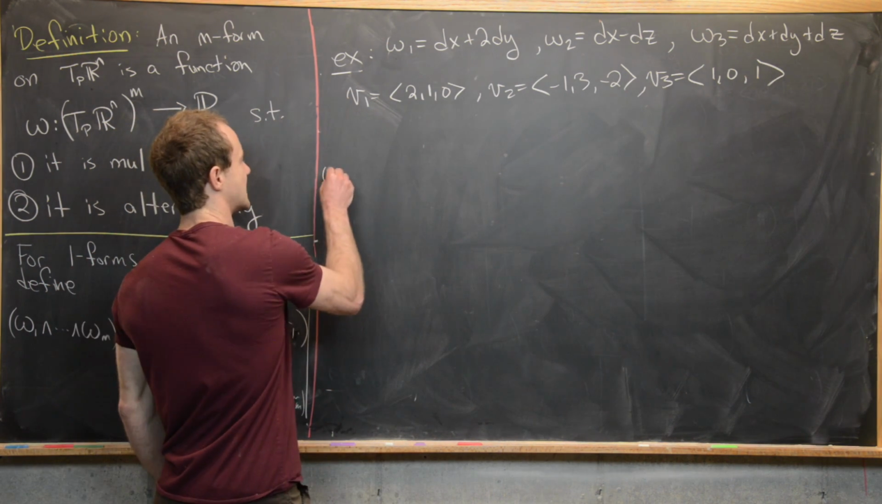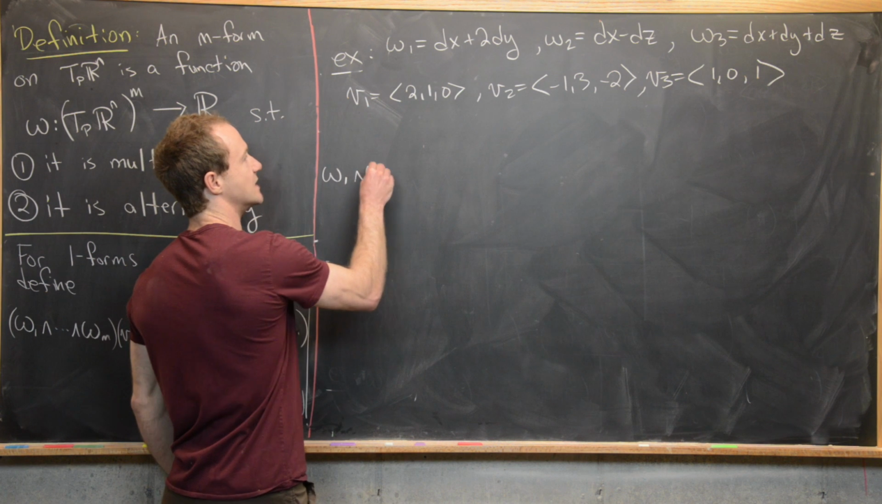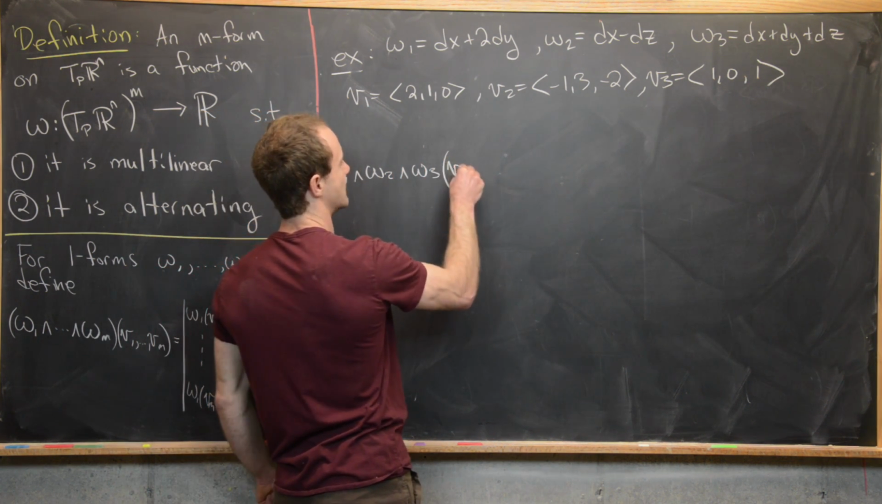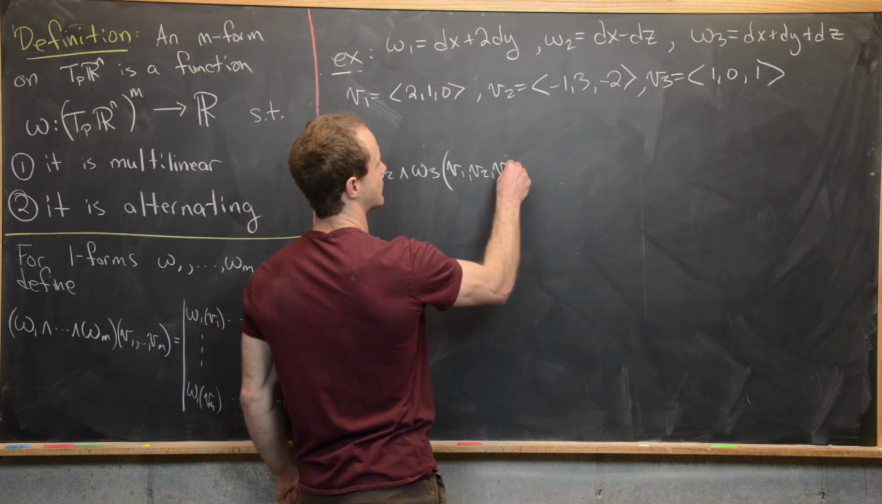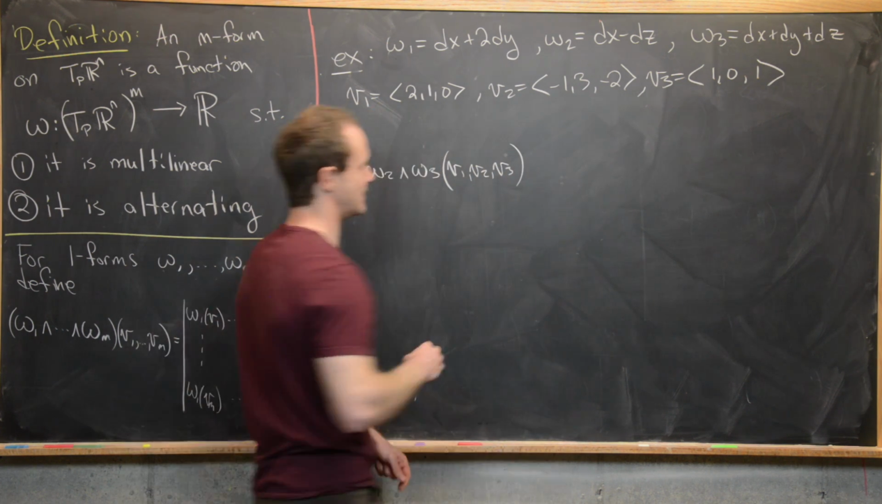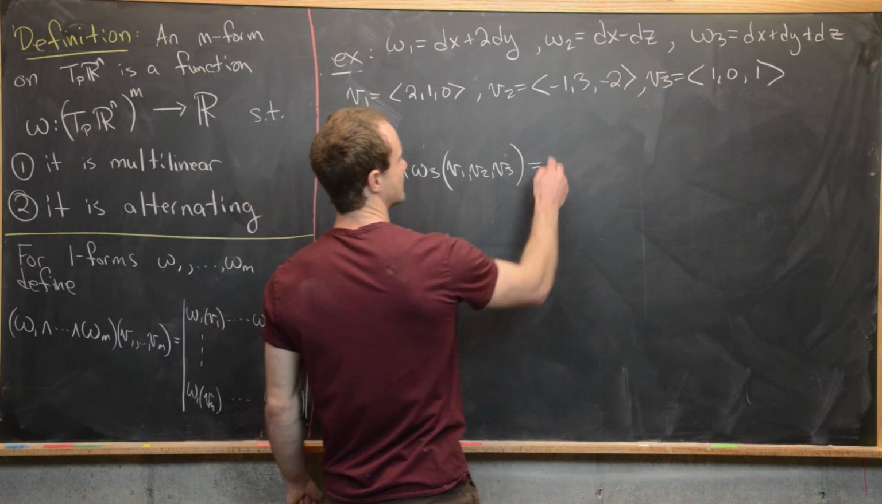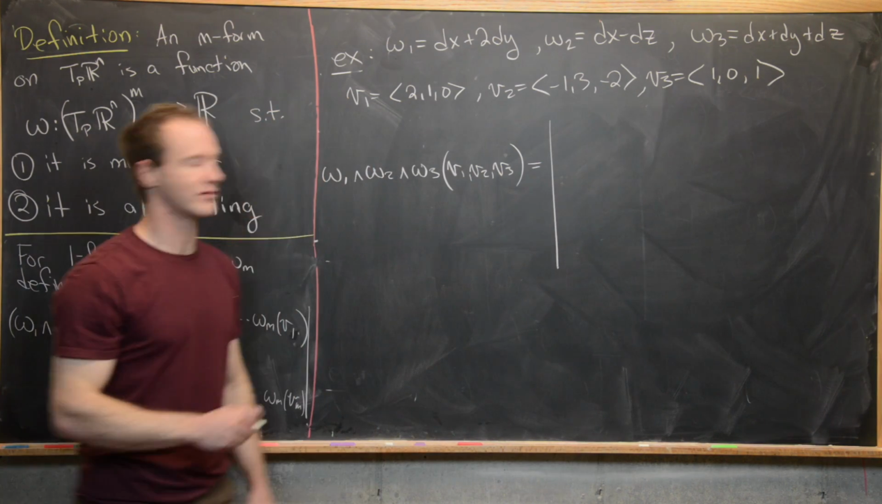And so, like I said, our goal is to take omega 1 wedge omega 2 wedge omega 3, and then evaluate this at v1, v2, v3. And we're going to do that by this definition over here. Okay, great. So let's see what we get. So we're going to get the determinant of a 3 by 3 matrix.